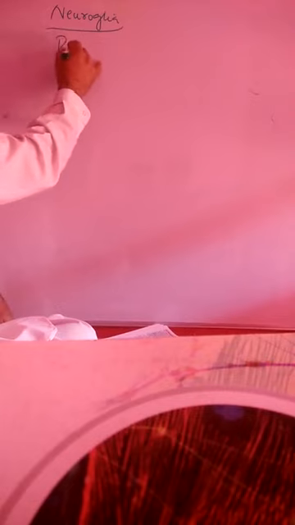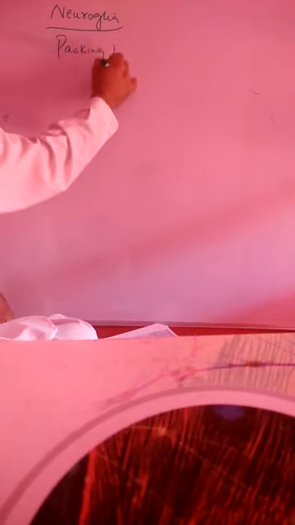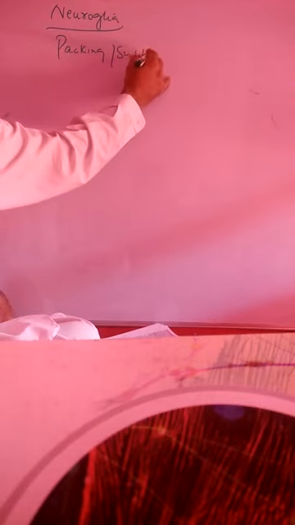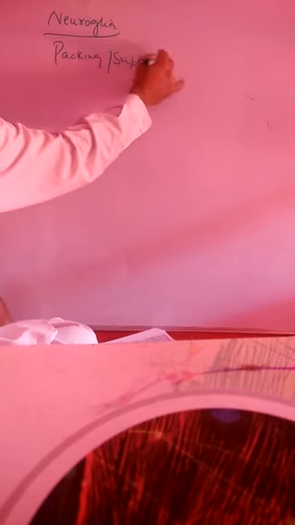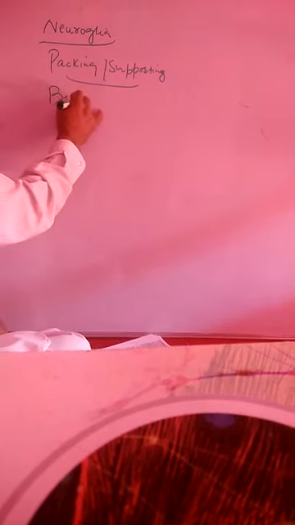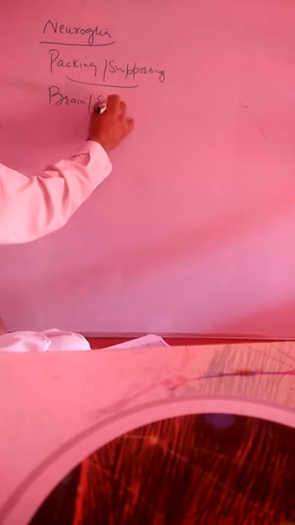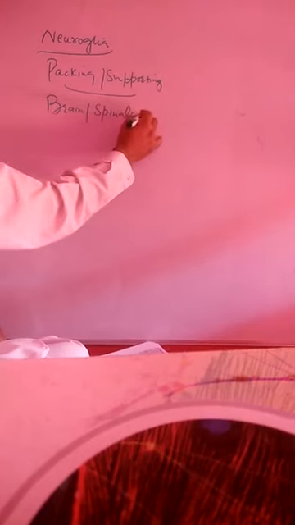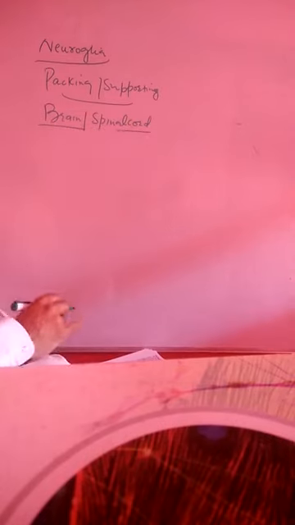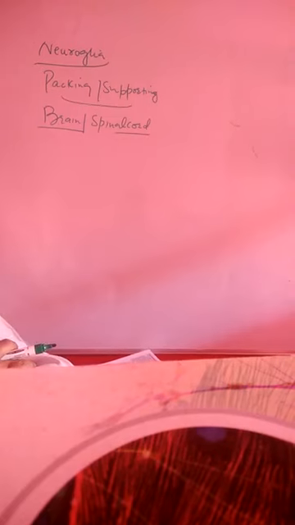What are neuroglia cells? Neuroglial cells are packing and supporting cells in the nervous tissue. They are found in the brain. They can also be seen in the spinal cord. Brain and spinal cord are the two parts of the central nervous system.